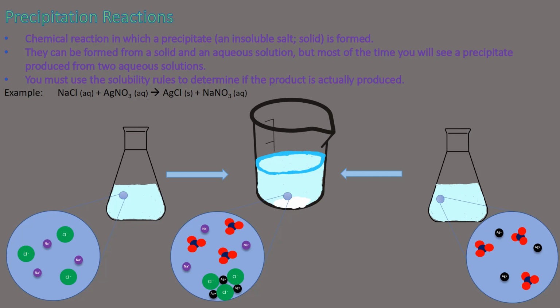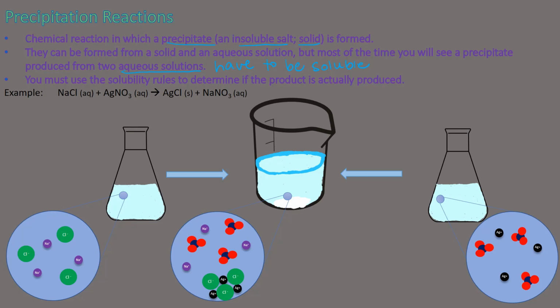They can be formed from a solid and an aqueous solution, but most of the time you will see precipitates produced from two aqueous solutions. Aqueous means that it's dissolved in water. So for it to be aqueous, it has to actually be soluble in water, right? And then a precipitate, or a solid, is insoluble according to the solubility rules. So you have to use the solubility rules to determine if the product is actually produced.